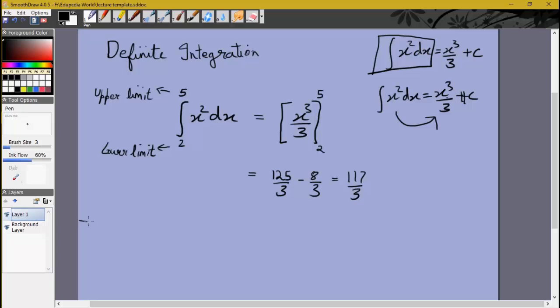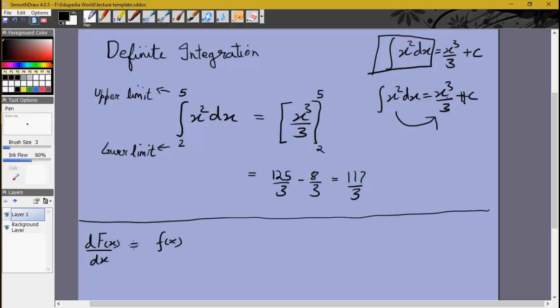So if we look at it a little bit abstractly, let's say we have a relationship between two functions, capital F of x and small f of x. And the relationship is small f of x is the derivative of capital F of x, right? From this we know integration is the opposite of differentiation, so we can write integral of f of x dx is equal to capital F of x plus c. This would be indefinite integration. This is something we've seen already.